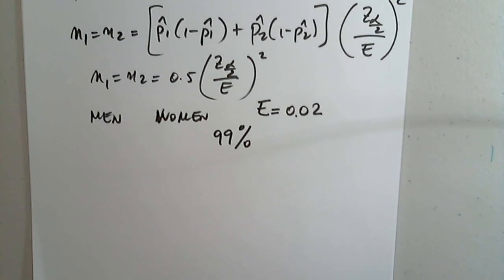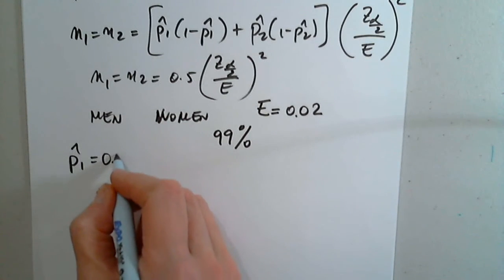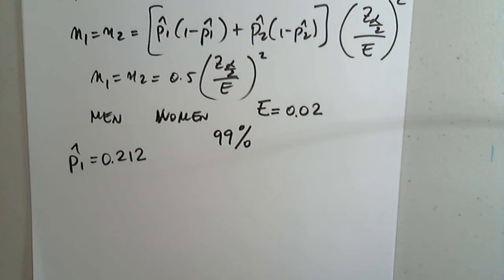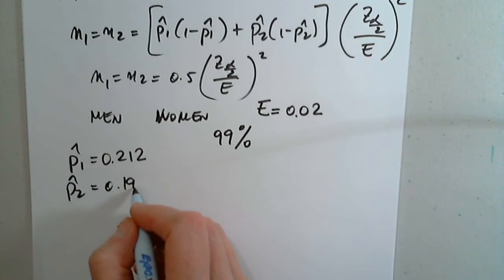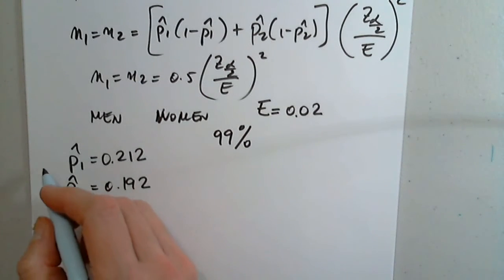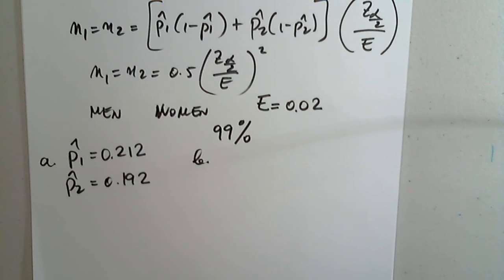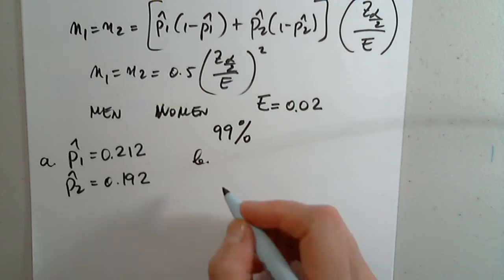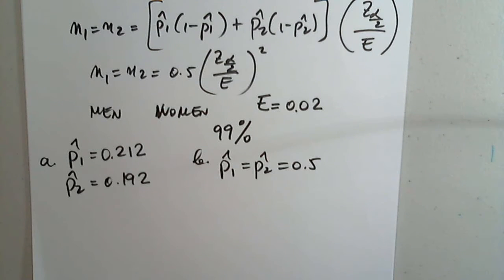Okay, so apparently male is the first. So P1 hat is 0.212, and that's for male. And for female, P2 hat is 0.192. And this is from the previous year, and this is part A. Now, let me copy part B because I would like to stop sharing. She does not have any prior estimates. In that case, P1 hat, P2 hat will be 0.5. Okay, so that's all I need from this.